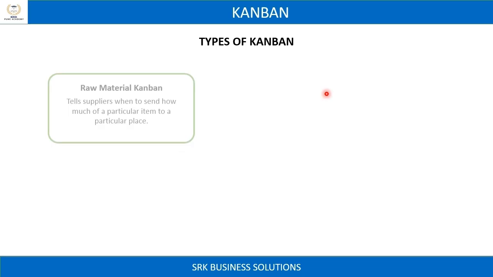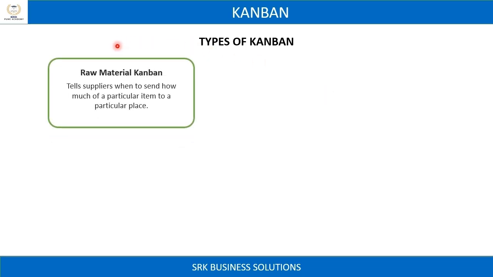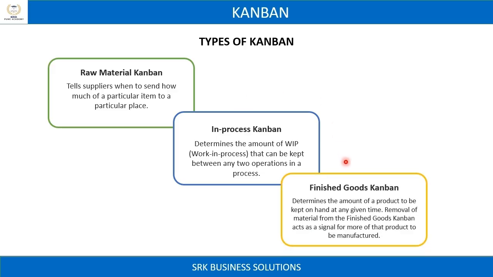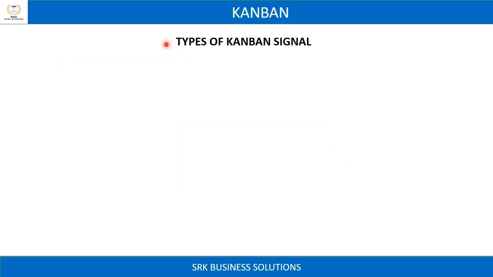Now, types of Kanban. 1. Raw material Kanban tells suppliers when to send how much of a particular item to a particular place. 2. In-process Kanban determines the amount of WIP, meaning work in process, that can be kept between any two operations in a process. 3. Finished goods Kanban determines the amount of a product to be kept on hand at any given time. Removal of material from the finished goods Kanban acts as a signal for more of that product to be manufactured.